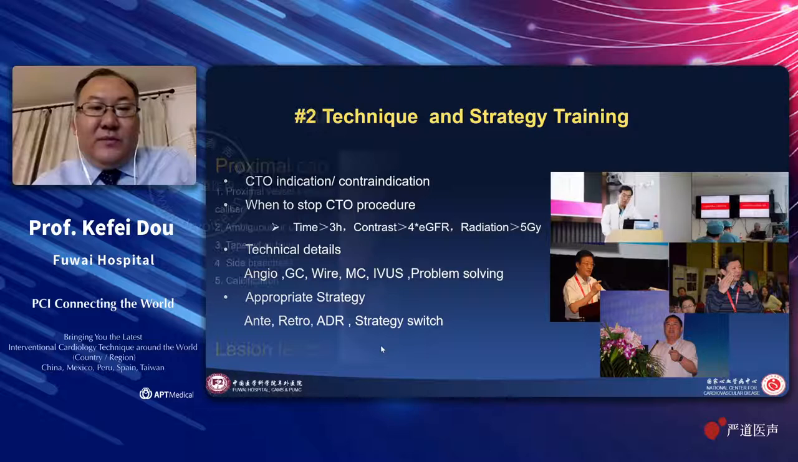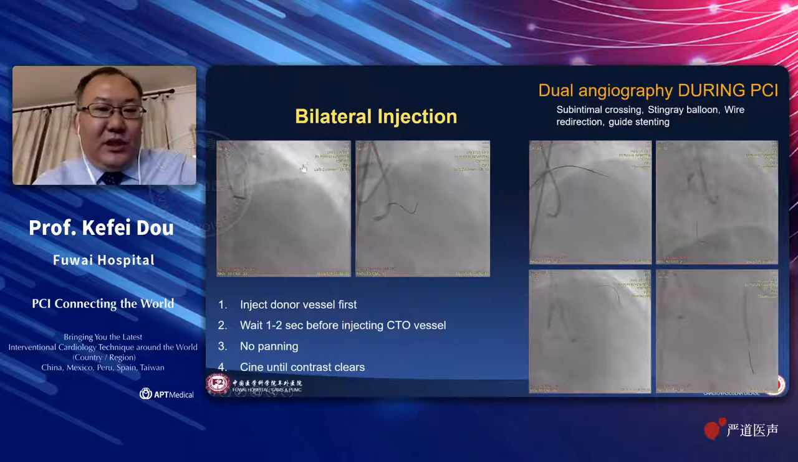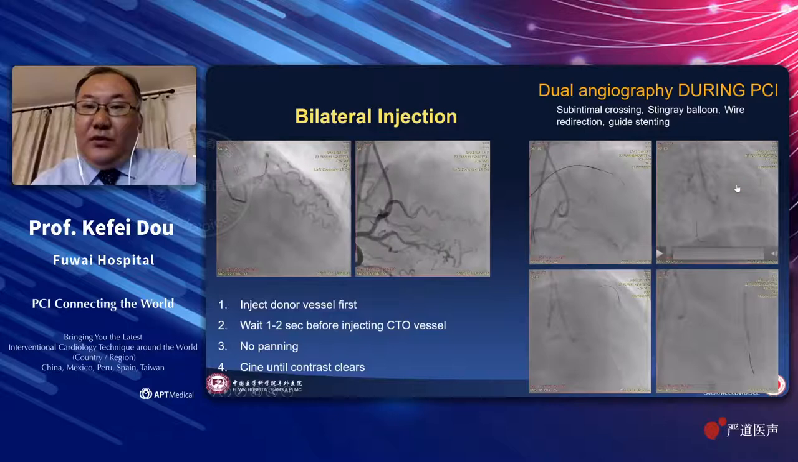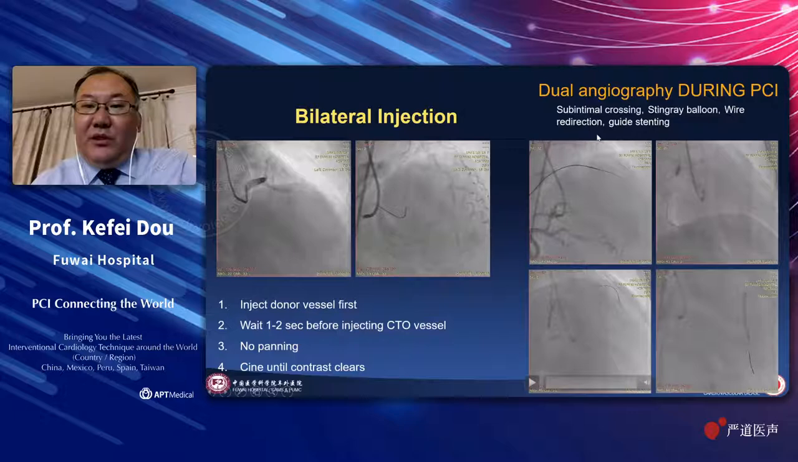And here's an example. At the very beginning, for the young doctors, we must show them how to do bilateral angiography. We can see the bilateral injection: first inject from the donor vessel, and wait 1 or 2 seconds before injecting the CTO vessel. No panning, sit still until contrast clears. And we also let young doctors know and use dual angiography. Dual angiography during the PCI can help the doctor do many things, including subintimal crossing, wire redirection, and guided stenting.